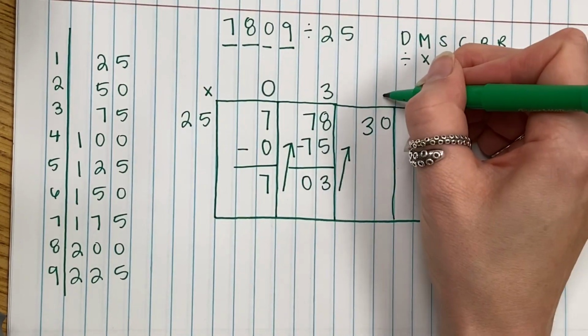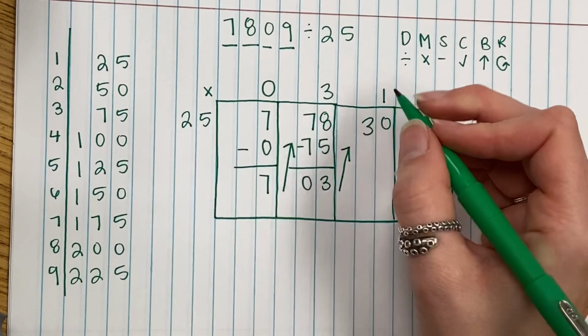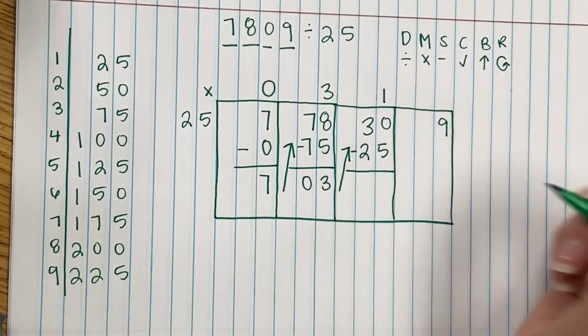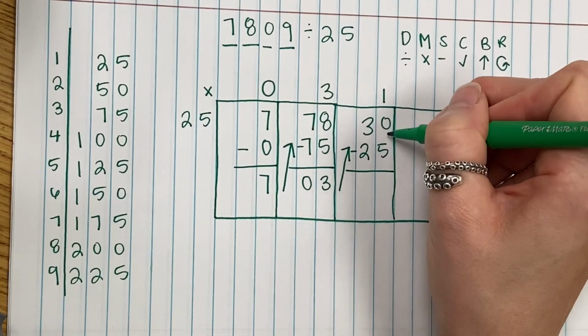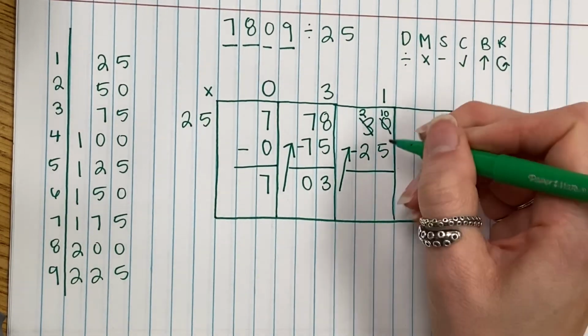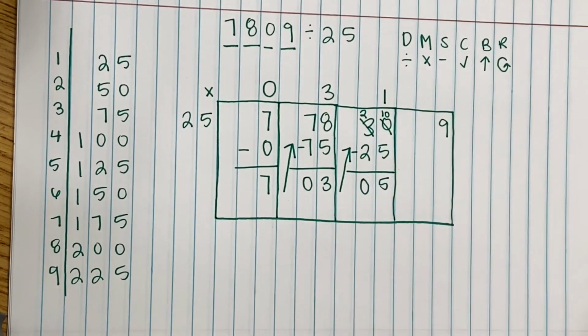25 can only go into 30 one time. So after I divide, I'm going to multiply. 1 times 25 is 25. After I multiply, I'm going to subtract. So I can't subtract 5 from 0. 10 minus 5 is 5. 2 minus 2 is 0.